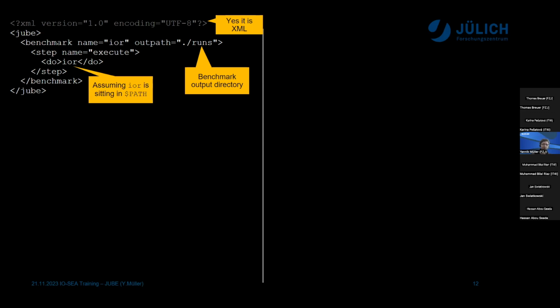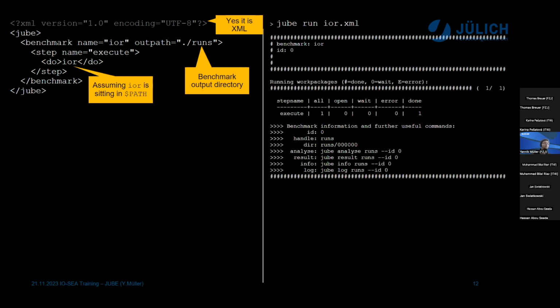So if I run this script with the command jube run ior.xml, this is the output I would get. This is my run ID, so I can run the script multiple times, and it will get a unique ID every time. We will go through the rest of the output a little bit later on. For now, just see there's one step being executed, and it's already finished. It's done. There's not much in the script, so not much happening yet. But under the hood, there are a lot of things happening.